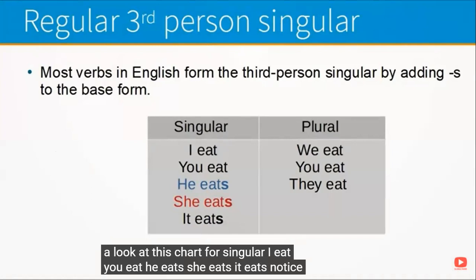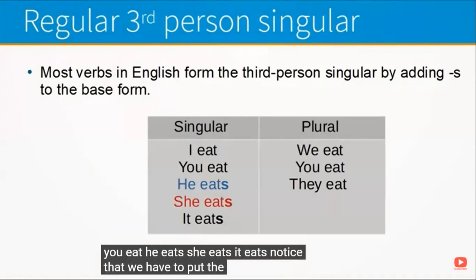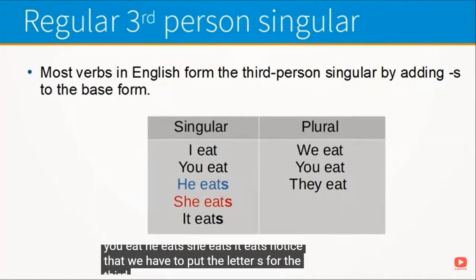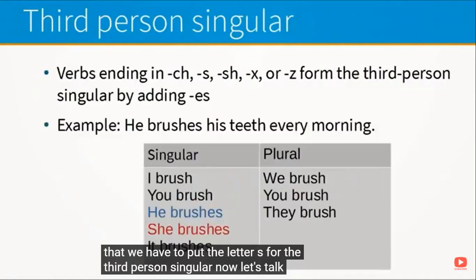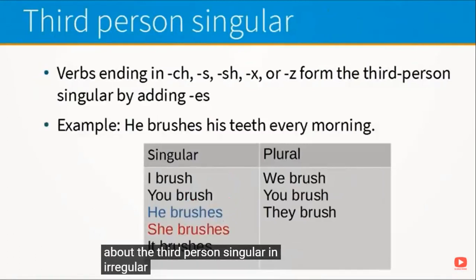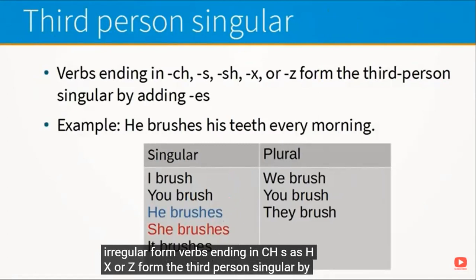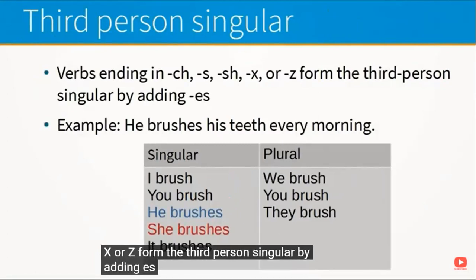And then we have the plural. We eat, you eat, they eat. If you notice, we add the letter S for the third person singular. And here we have example verbs ending in CH, S, SH, X, or Z, which form the third person singular by adding ES. Example, he brushes his teeth every morning.